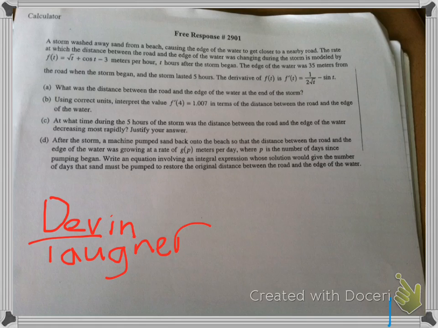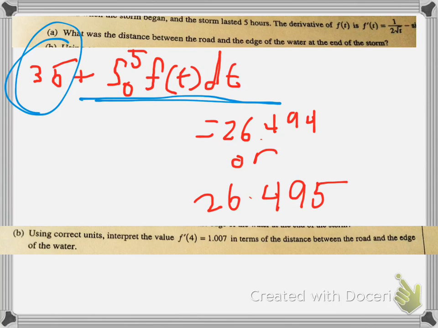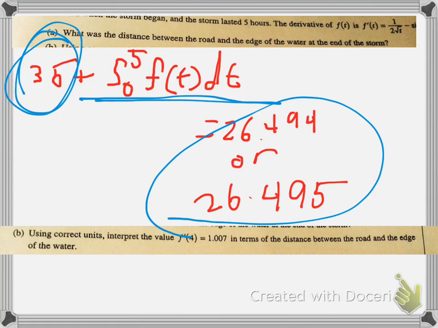So, let's start off with part A. Part A is, what is the distance between the road and the edge of the water at the end of the storm? This is simple. You just remember to take the integral of the rate and remember the initial condition, which is at t equals 0, f of t equals 35. In which case you'll get either of these answers, whether you round it or truncate it, it's fine, and you don't have to worry about units for this one.